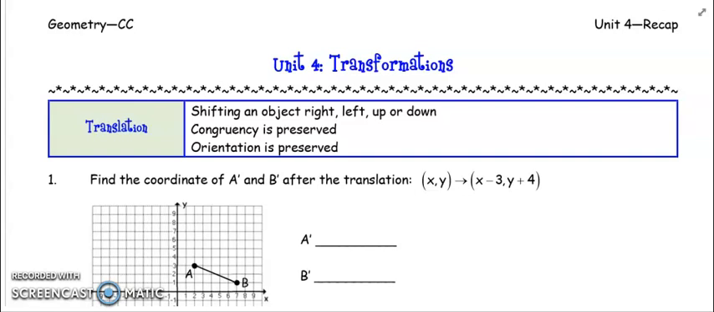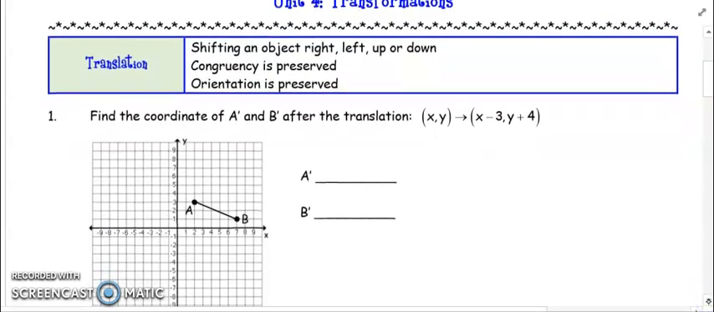Mrs. Delzati here. Today we're doing a quick recap of Unit 4, our unit on transformations. So we had 4 different transformations, with the first one being our translation. And keep in mind that a translation shifted an object right, left, up, or down. Congruency was preserved, and so was orientation.